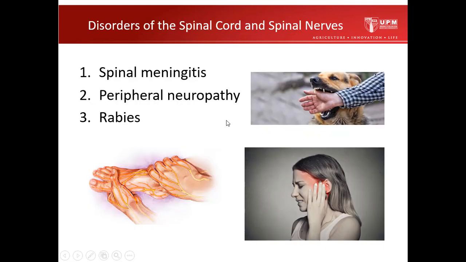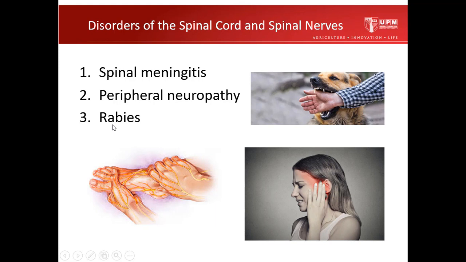Now we are moving on to the disorders of the spinal cord and spinal nerve. Here are a few examples. The first one is spinal meningitis. So spinal meningitis is the inflammation of the spinal meninges due to viral, bacterial, or other infections. The second one is peripheral neuropathy. This refers to the many conditions that involve damage to the peripheral nervous system. So one example is carpal tunnel syndrome.